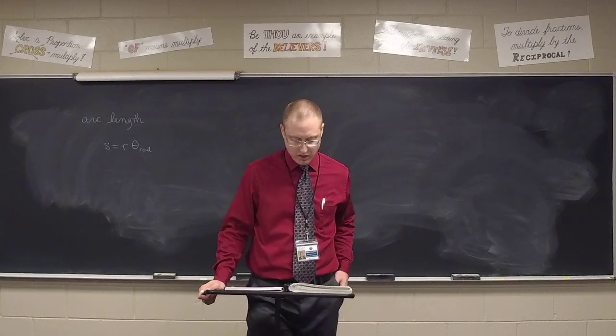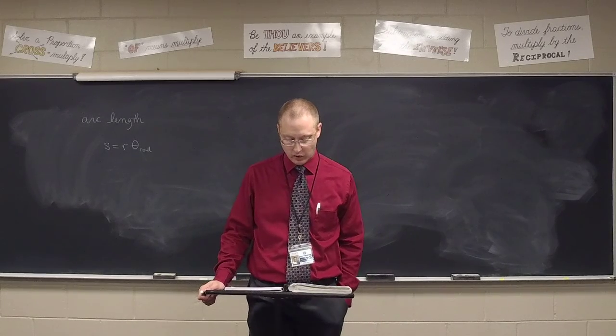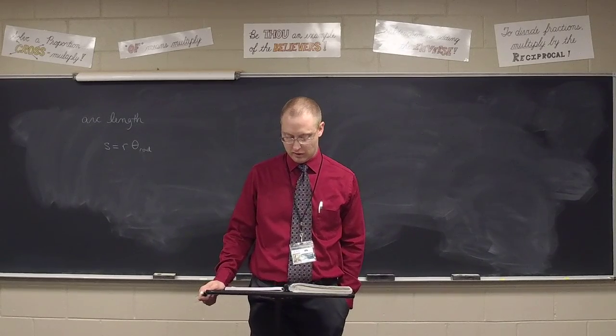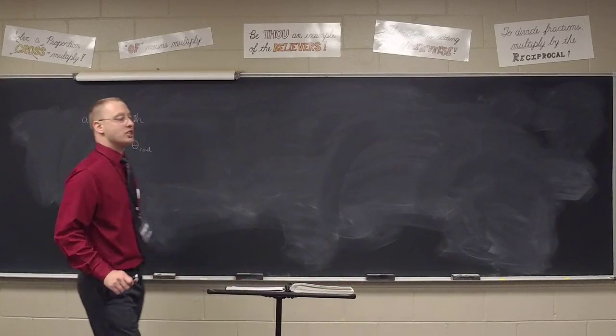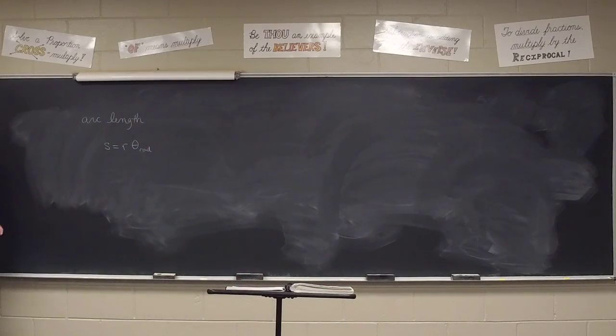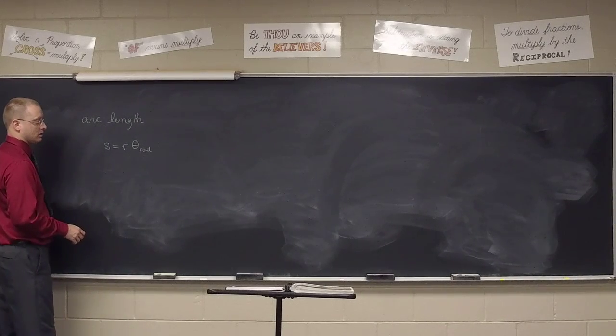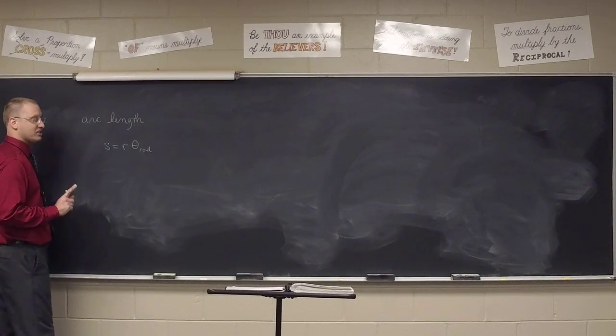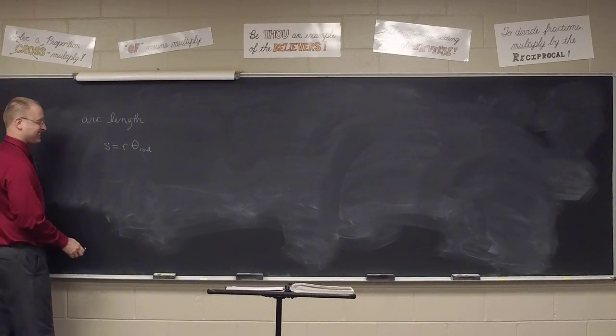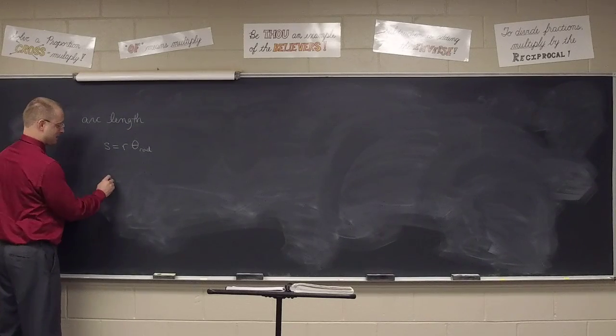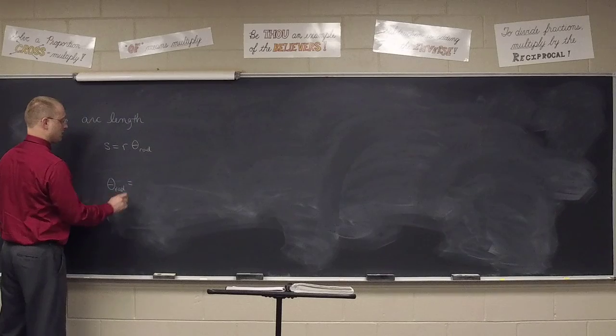Number 6, they're asking for the central angle in radians. How do I rearrange this equation to get the central angle by itself, Quentin? R equals S over theta rad. I'm finding the central angle in radians. Theta rad equals R over S.